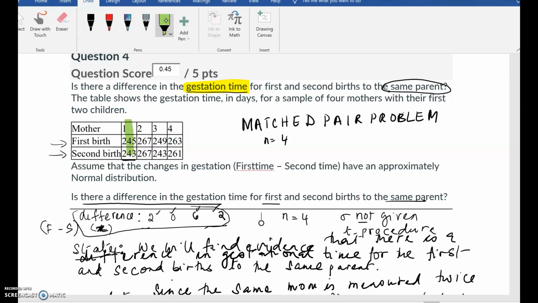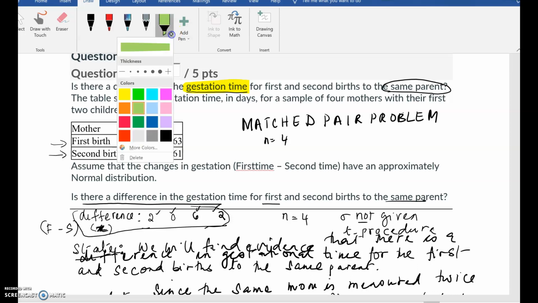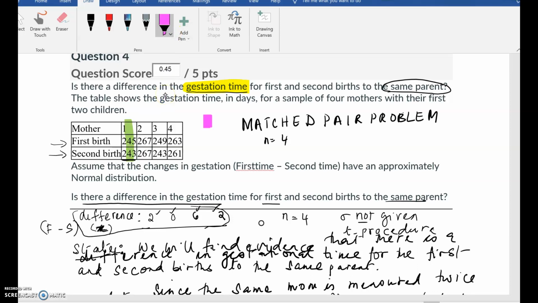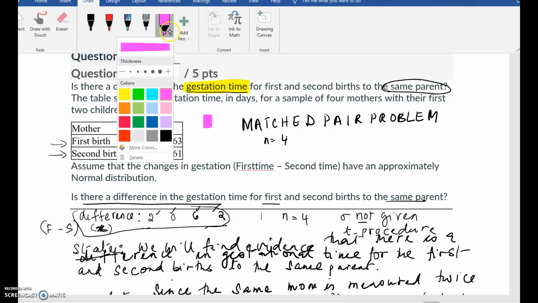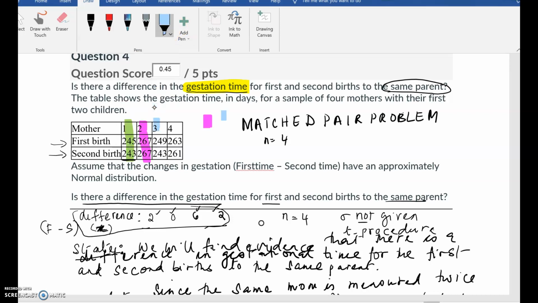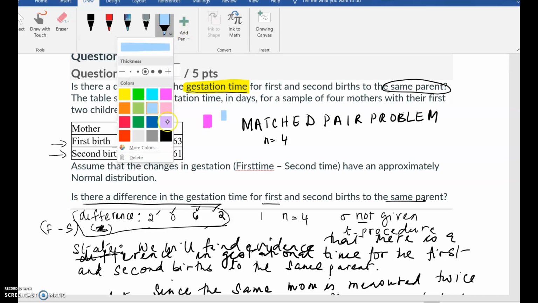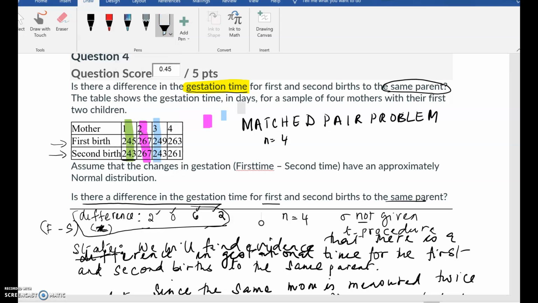So mom number 1, 2 different birth times. Mom number 2, 2 different birth times. Mom number 3, 2 different birth times. Mom number 4, 2 different birth times, right? Same mom, 2 different birth times. So it's like the same person getting 2 treatments.